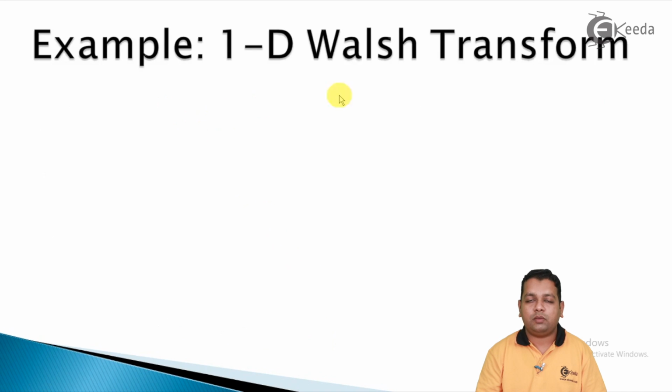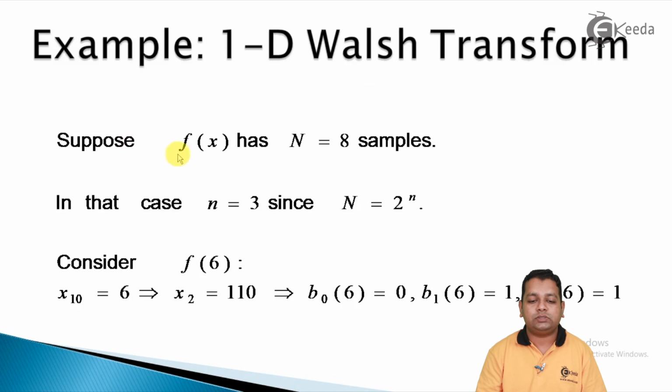For the one-dimensional Walsh transform, we take an example. Suppose this f of x has n equal to 8 samples. In that case, according to the formula on the last slide, we have small n equal to 3. So 2 to the power 3 gives us the complete order, that is 8 samples for this particular example. Now let us consider f of 6 here.